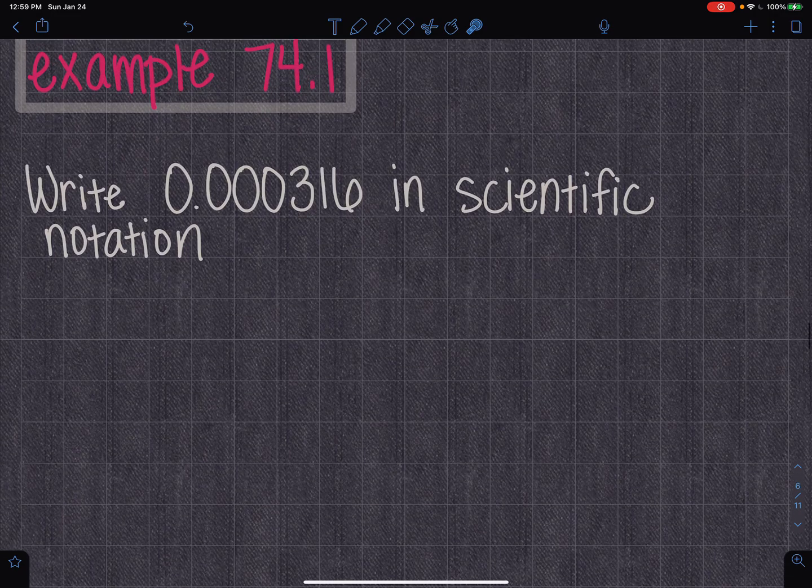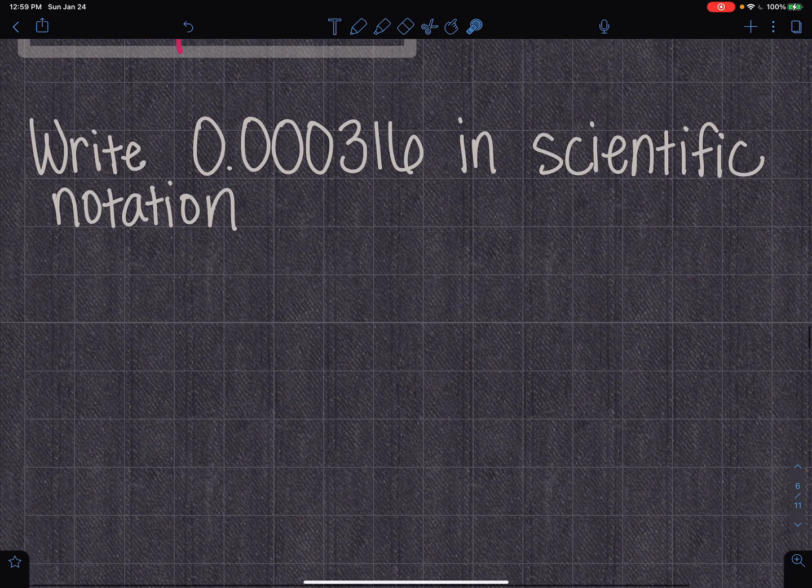Okay, this is example 74.1 on page 303. Hey, we passed 300 pages of math. Woohoo! All right, so we want to write this number in scientific notation. This is a super small number, and we don't want to have to write this lots of times, right?